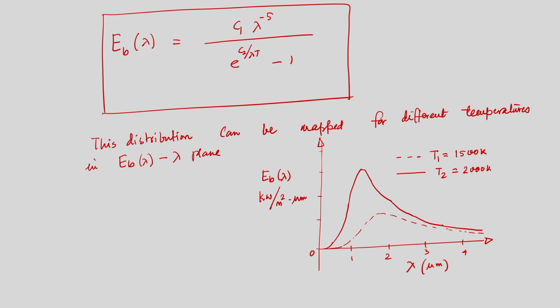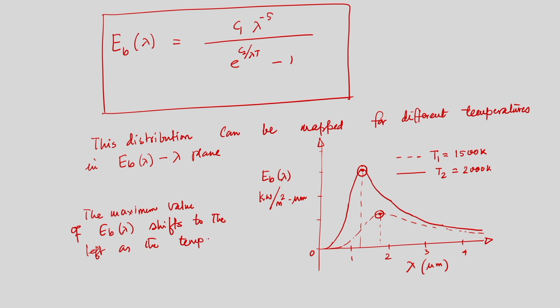What we can see from this plot, which is very important, is that the maximum value of E_bλ shifts to the left as the temperature of the body increases.